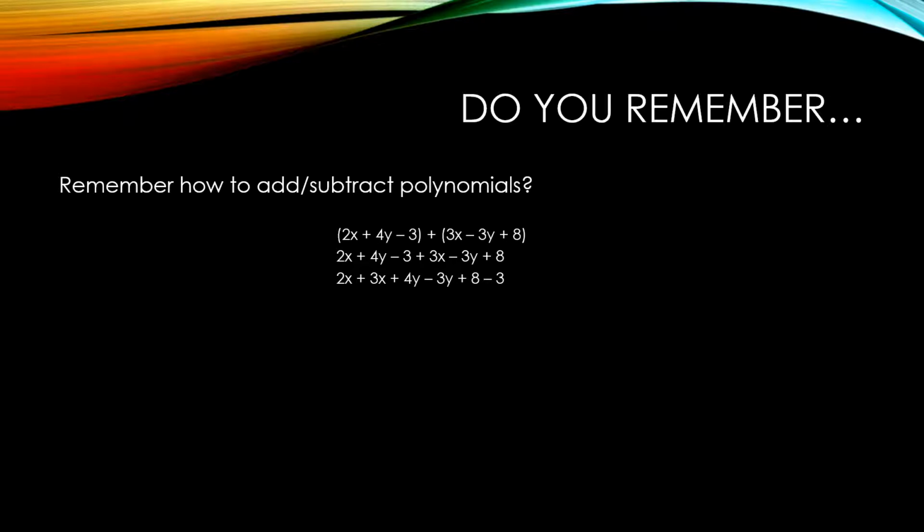We then pair up our like terms, so collect our like terms. We'd have 2x + 3x + 4y - 3y + 8 - 3. Thereafter, we would simplify each pair of like terms. So that's 5x + y + 5.